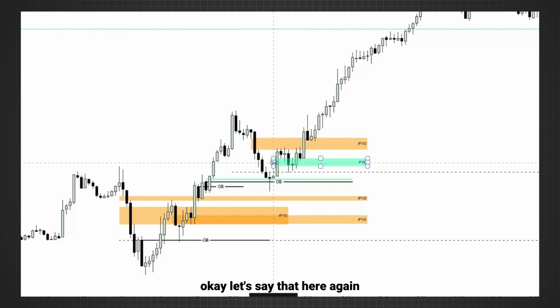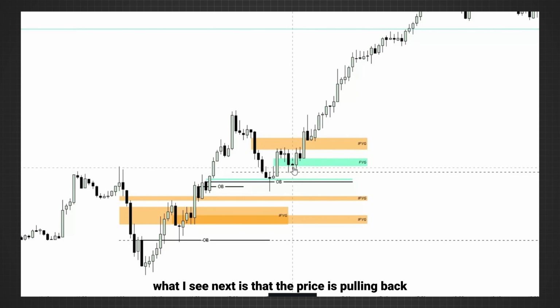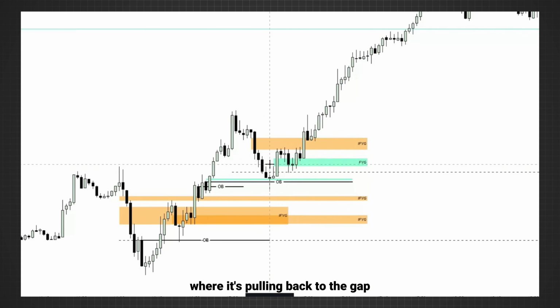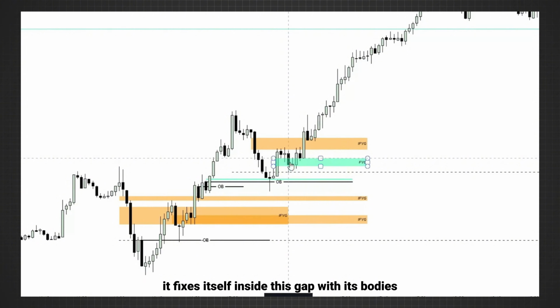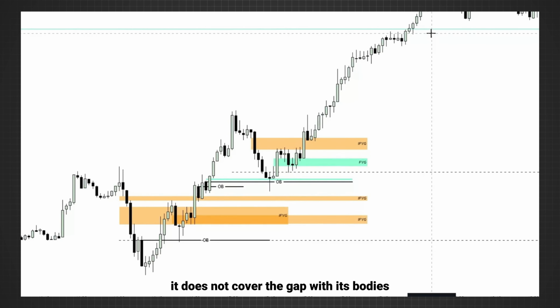Okay, let's say that here again you would be afraid to enter the market. What I see next is that the price is pulling back. Where? It's pulling back to the gap. This is the most important thing. It fixes itself inside this gap with its bodies. It does not cover the gap with its bodies, and then it does not roll back there. It strictly respects the gap. So it is very important.